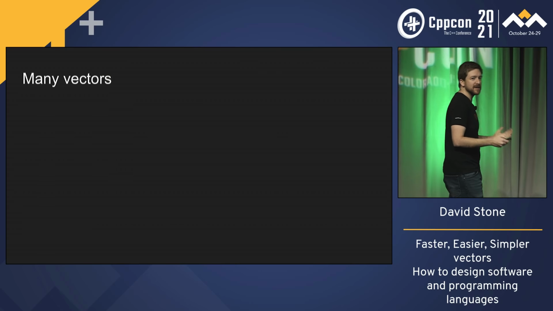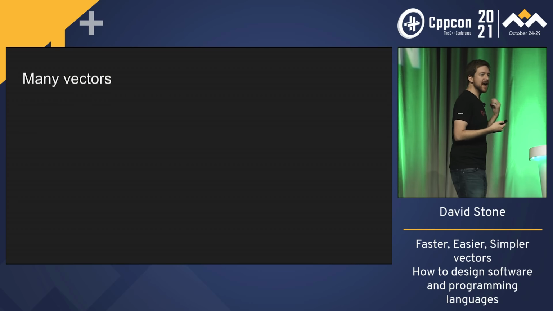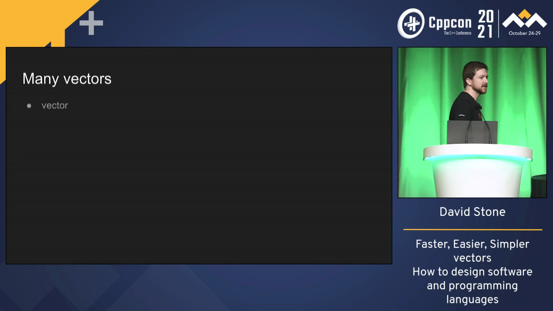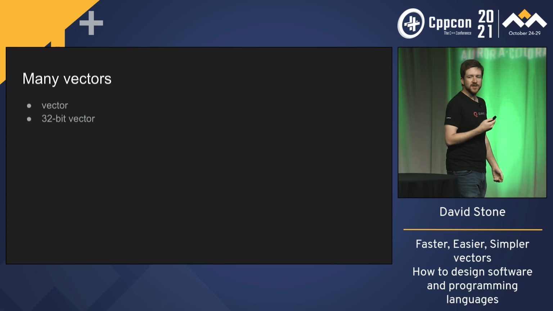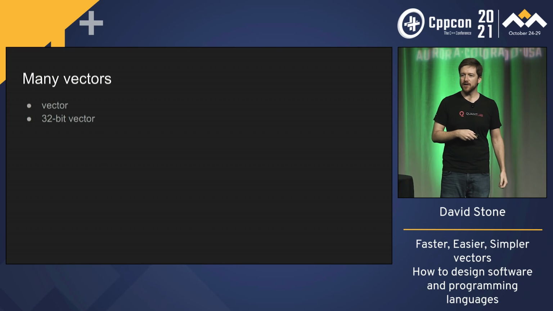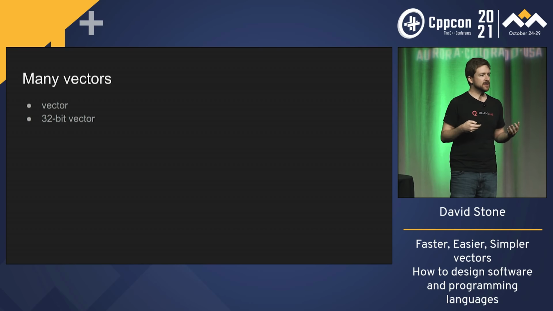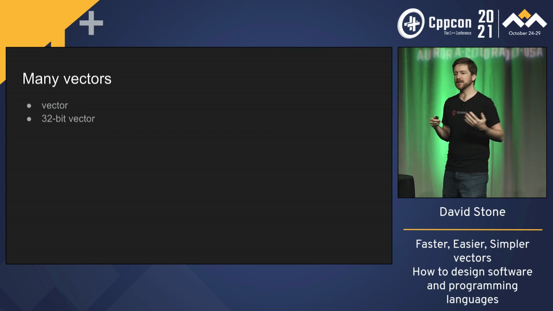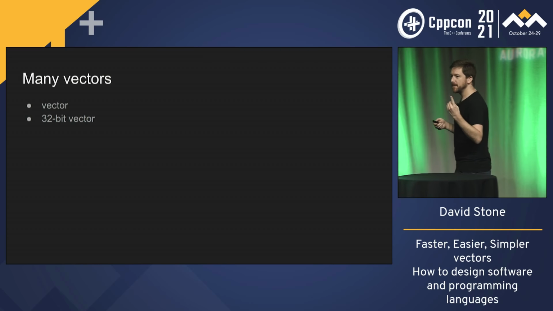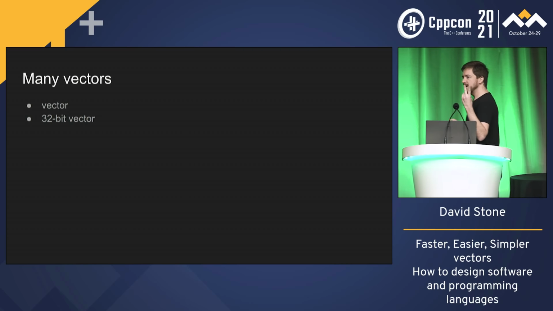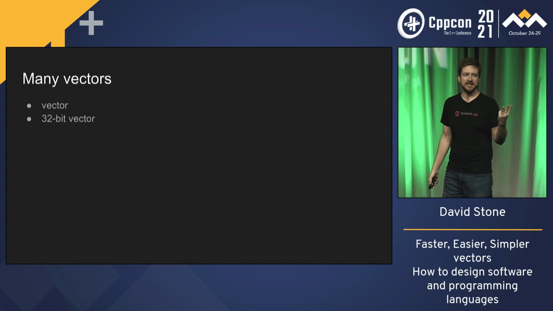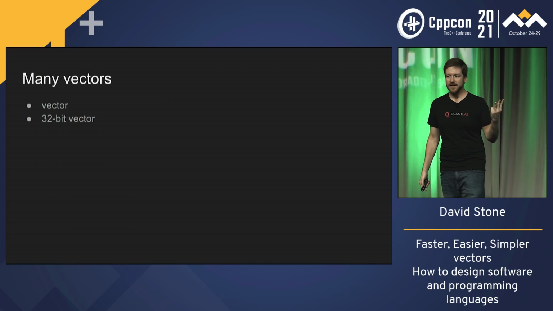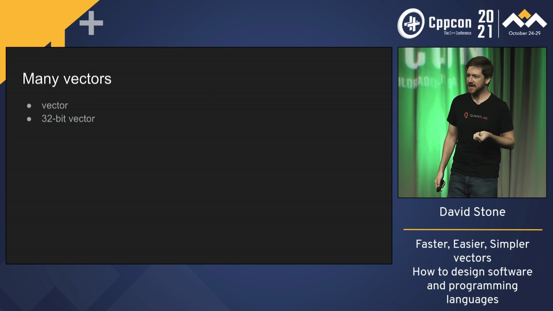There's a whole lot more vectors than people realize, a whole lot more than I realized before I started working on this presentation. There's standard vector. That's the one we all know. But then there's a 32-bit vector. On most 64-bit systems, the data representation of a vector is a pointer to the data, a pointer to the end of the data, and either a pointer to the end of the capacity or a 64-bit size for the capacity. That takes up 24 bytes of stack space.